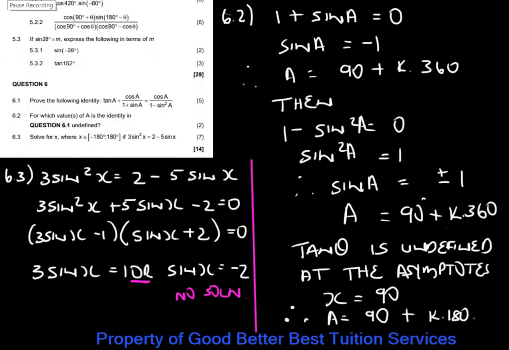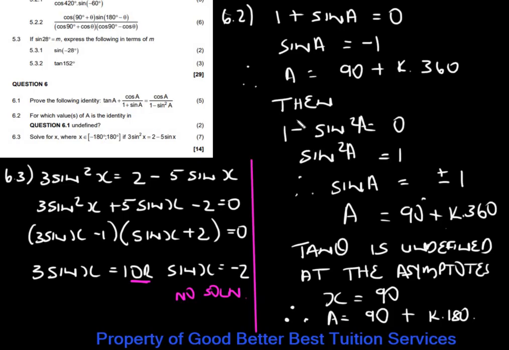Let's look at 6.2. So when we look at the word undefined, we normally look at denominators, and the denominators cannot be equal to 0. So if we look at this particular sum, we are looking at 1 plus sine A. When we make that equal to 0, we have sine A is equal to negative 1. And so we see that that gives me 90 plus K360.